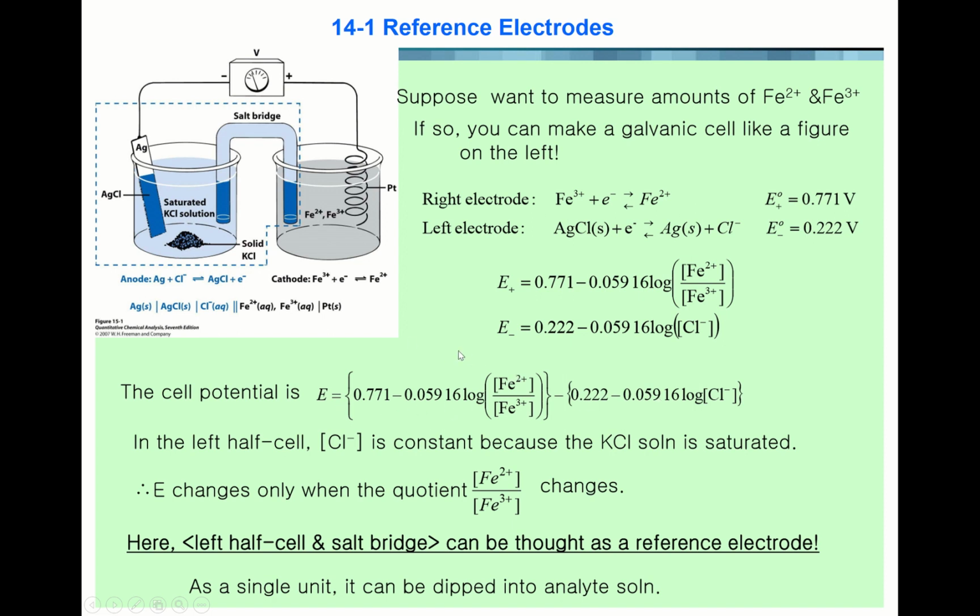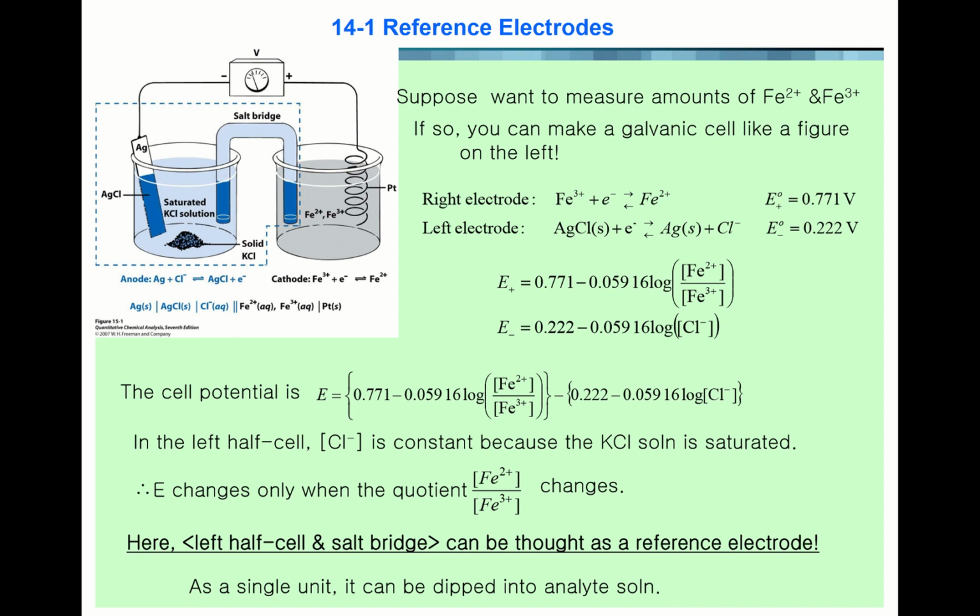But now let's assume on the left hand side, this solution is saturated with KCl. In other words, the chloride ion concentration on the left hand side is all the time constant. This chloride ion concentration can be maintained constant by saturating the solution with KCl solid. So the cell potential only depends on the ratio of these two ions, these two ions.